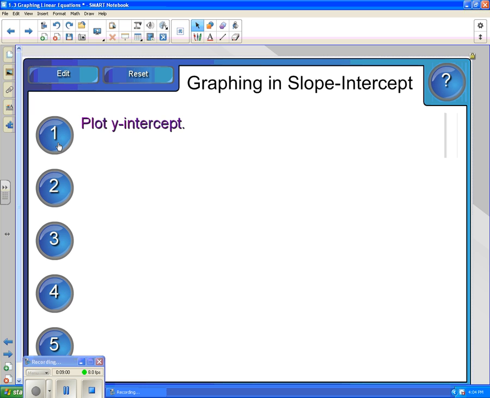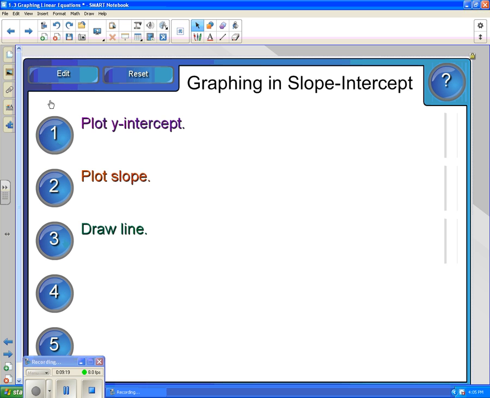After I graph my y-intercept, I'm going to find a new point using the slope. So from the y-intercept, I will move with the slope. We begin with b and move with m. Finally, we're going to connect our dots and draw our line. So let's look at an example.